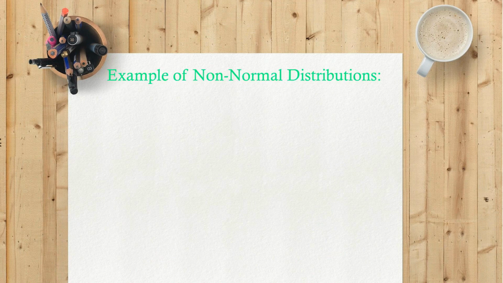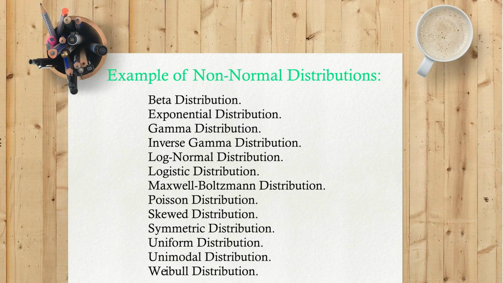Examples of non-normal distributions: beta distribution, exponential distribution, gamma distribution, inverse gamma distribution, log normal distribution, logistic distribution, Maxwell-Boltzmann distribution, Poisson distribution, skewed distribution, symmetric distribution, uniform distribution, unimodal distribution, Weibull distribution.